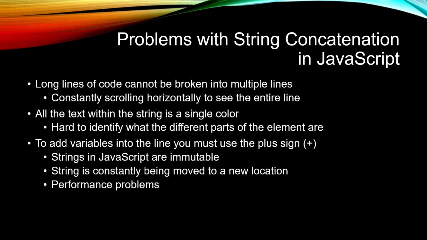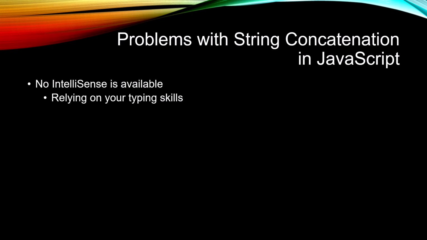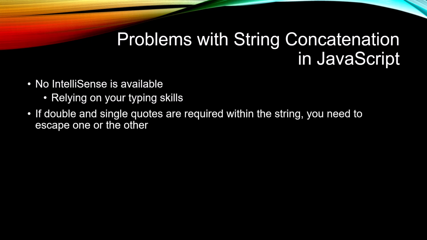And strings in JavaScript are immutable, which means the string is constantly being moved to a new location. That can lead to some performance problems. There's also no IntelliSense, so that means you're relying on your typing skills within these strings to get everything right. Also, if double and single quotes are required within the string, you need to escape one or the other. It's hard to read and debug when everything's just in a single string.